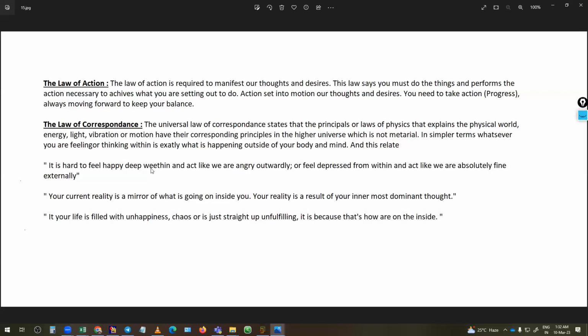If your life is filled with chaos, or is just straight up unfulfilling, it is because that is how you are on the inside, right? So from inside, if you feel sad or if you feel happy, in the outer world, you will feel the same. Okay?